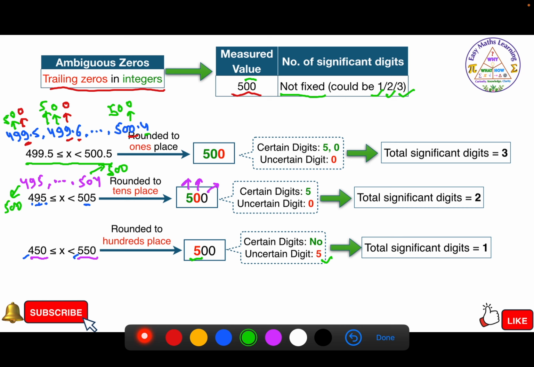So in this example, the measured value 500 can represent 1 or 2 or 3 significant digits, and it depends on the rounding level. That's why trailing zeros in integers are called ambiguous.